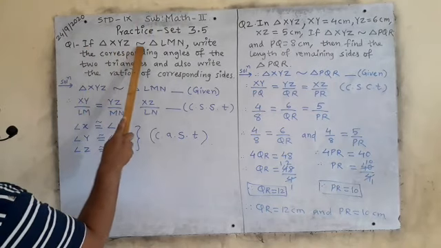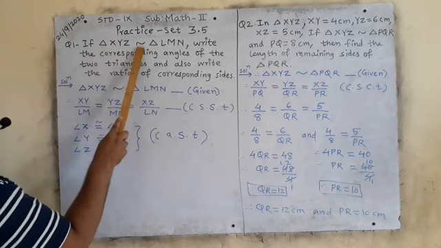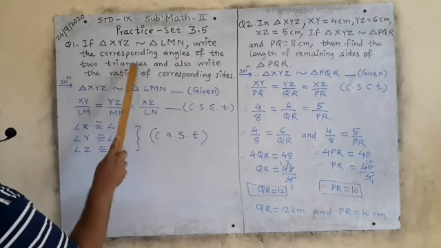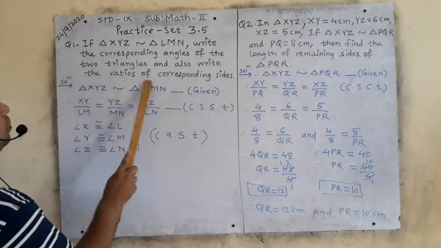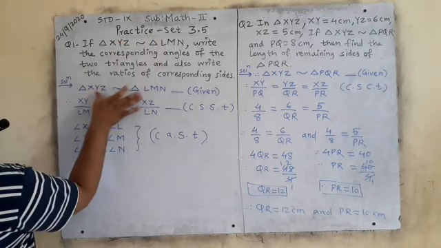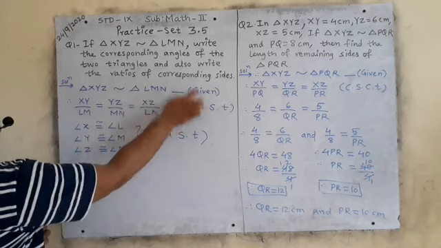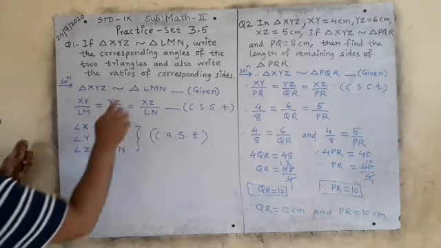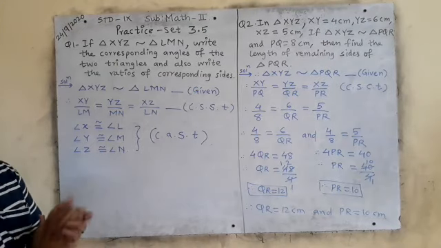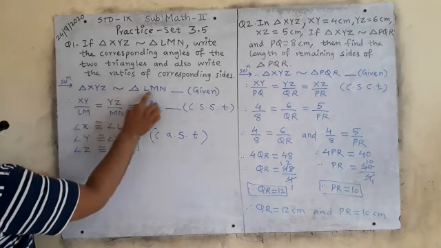If triangle XYZ, this is the symbol of similarity, we read it as similar. Triangle XYZ is similar to triangle LMN. Write the corresponding angles of the two triangles and also write the ratios of corresponding sides. So first we will write this given, very important thing: triangle XYZ similar to triangle LMN, given in the question. Then we have to write its corresponding sides. What are corresponding sides? Look here. These two triangles are similar. Triangle XYZ is similar to triangle LMN, right?